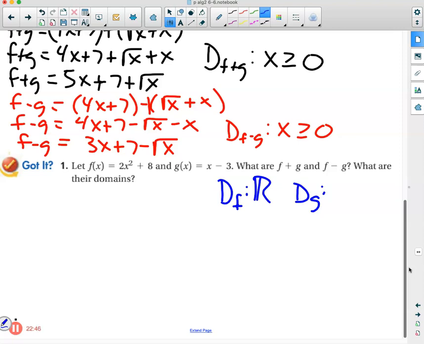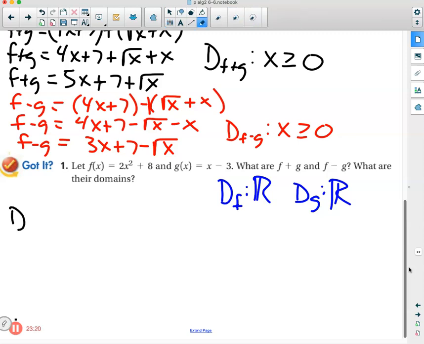Let's try the other one. X minus 3. Any division? Any even roots? Yes, they're both all real numbers. Well, doesn't that mean when we put them together, it's still going to be all real numbers? Yes, that's why we like to get all real numbers. These two are telling us put in whatever numbers you want. So even when we put them together, they're still going to be all real numbers.